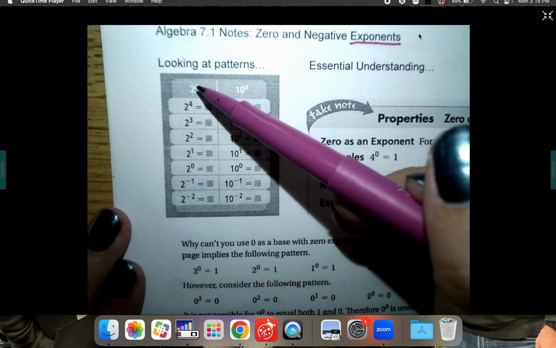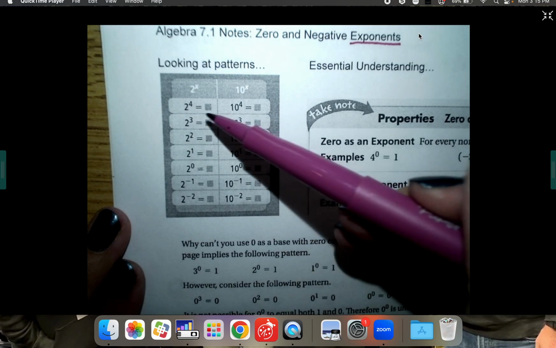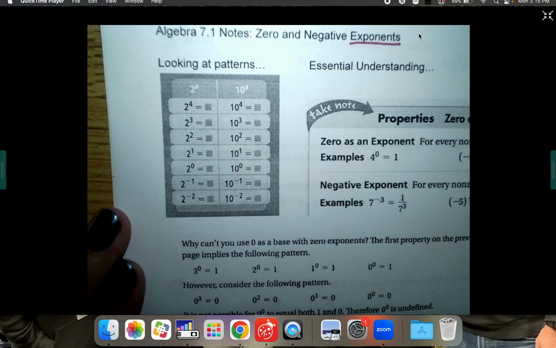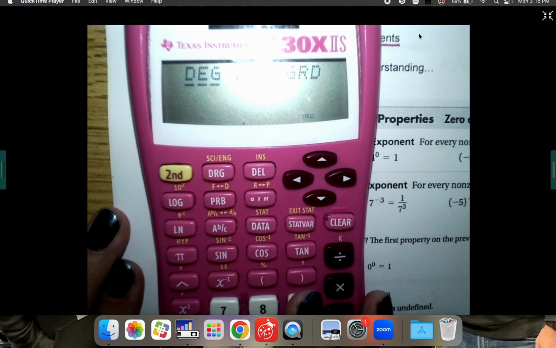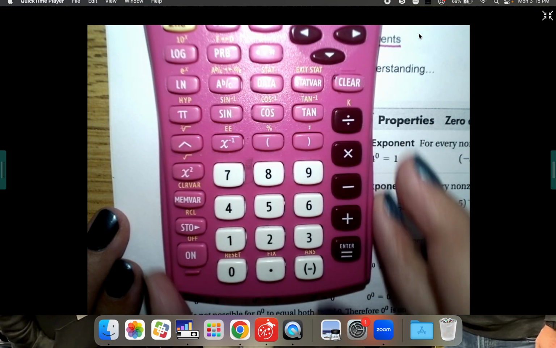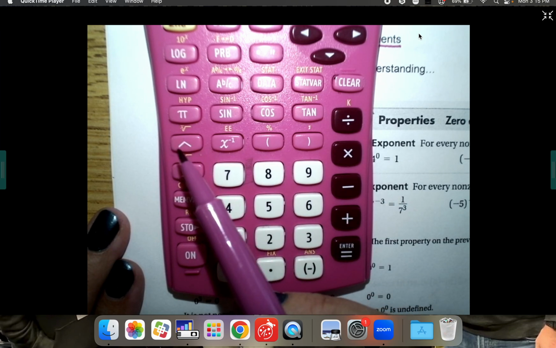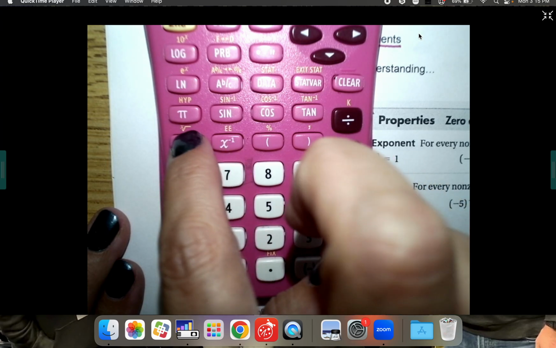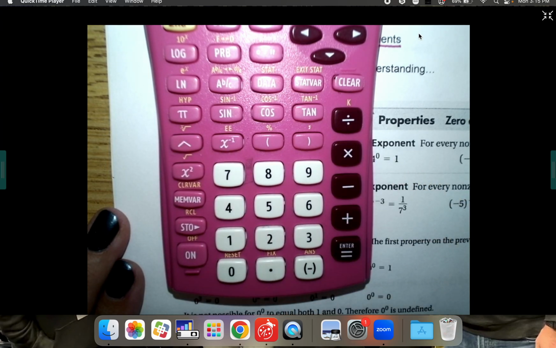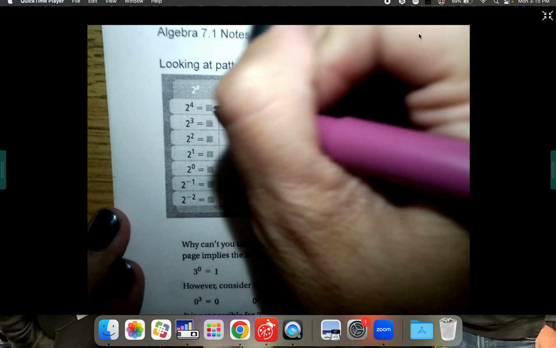So 2 to the x, what would these answers be? 2 to the fourth power, remember, means 2 times 2 times 2 times 2. You can also, by the way, put it in your calculator by doing 2, and then this little caret key to the power of means we're using an exponent. So I'm going to push to the power of 4. So 2 to the power of 4 equals 16, which is 2 times 2 times 2 times 2. So that would be 16.